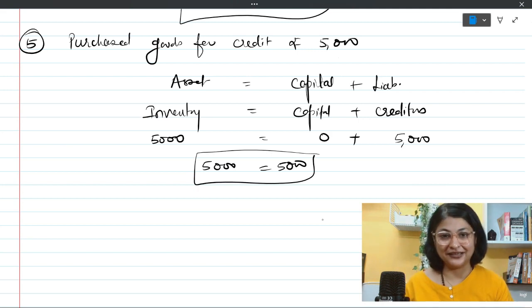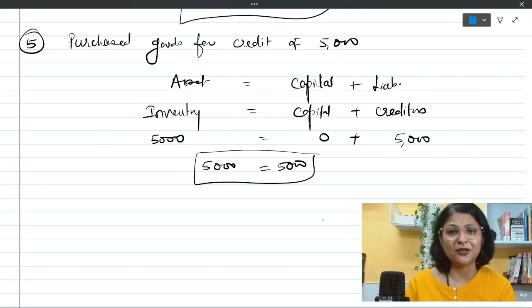I hope you understood. We will be doing a lot more transactions in the coming classes. Till then, revise this much and understand this concept very properly.